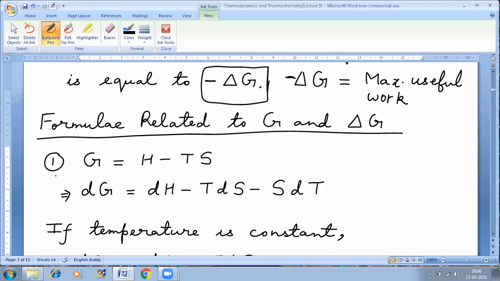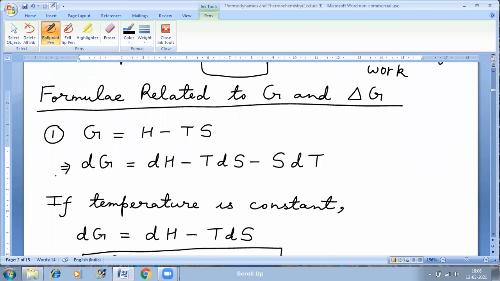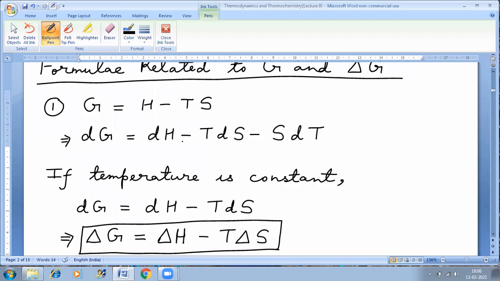Let's look at the formula. G is equal to H minus Ts. Mathematically, G is defined in this way. G is equal to H minus Ts. If I differentiate on both sides, then dG will be equal to dH minus TdS minus SdT.